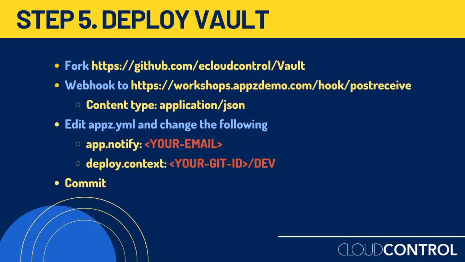And once the webhook is done, then at the time of webhook setup, you select the content type as application JSON, not the XML one. We will walk you through that. And then you will be making the changes in this simple manifest file called AppZ YAML, only two parts. One is the notification. You put your email address where you will be getting the emails, and the deploy context is your Git ID, because we will be creating a namespace by your Git ID, so that you change and then simply commit it, and you will see the magic happen.